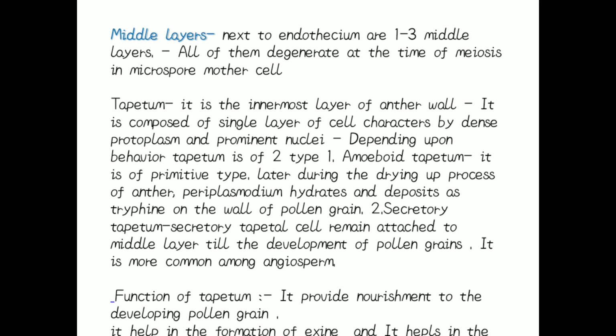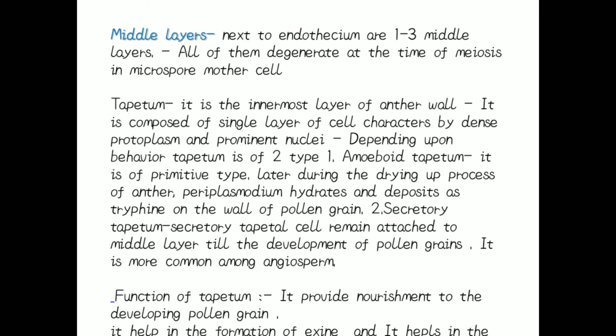Now let us discuss the middle layers. Next to the endothecium, one to three layers of middle layers all degenerate at the time of meiosis in the microspore mother cell. Tapetum is the innermost layer of the anther wall. It is composed of single-layered cells characterized by dense protoplasm and prominent nuclei.